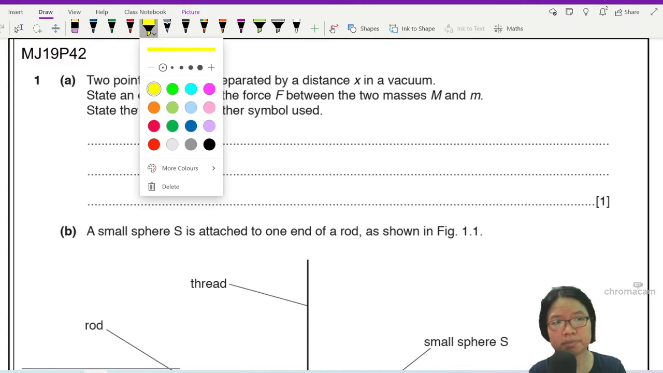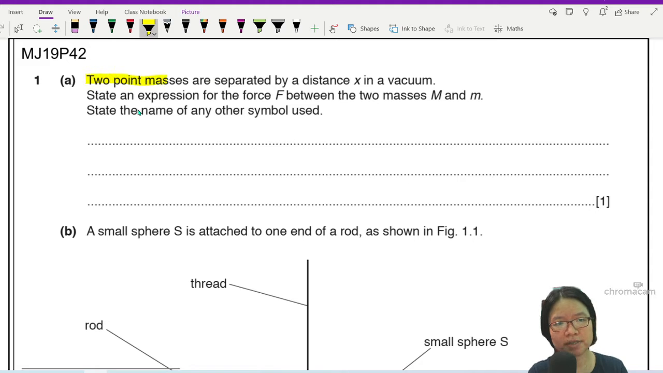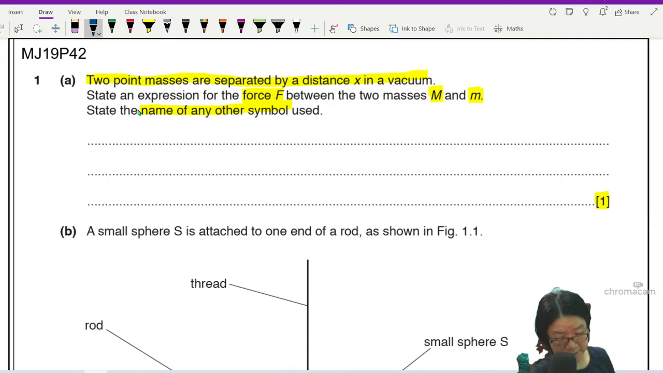So we read the question. 2 point masses are separated by a distance x in vacuum. State an expression for the force F between the 2 masses m and m. Name any other symbols used. This is 1 mark. So this is like a do or die question. You either do it perfectly and get 1 mark, or you make a mistake and lose the mark, and that would be sad.